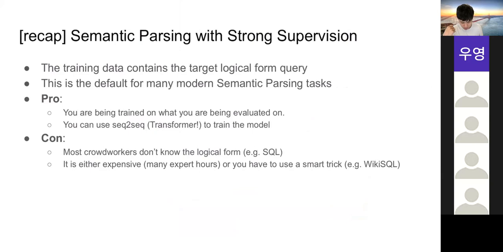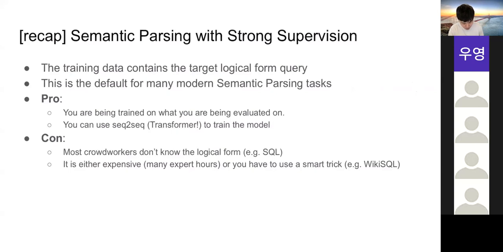This is actually default for many modern semantic parsing tasks compared to older data sets like ATIS and GeoQuery. These are often approached as not strong supervision. They sometimes don't have logical forms in the data set. Actually, ATIS has it, but I'm not actually sure about GeoQuery, maybe both of them contain it, but they were often approached as weak supervision. But anyways, I'll just erase this because I think it might confuse some of you.